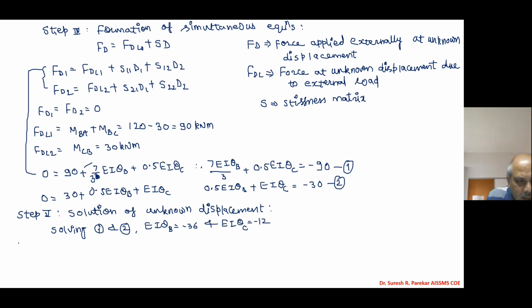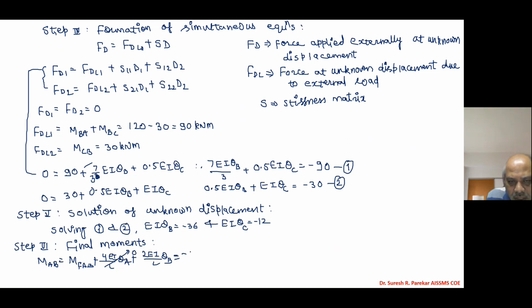Then we have the last step, step 6, final moments. We have to use the slope deflection equations. MAB equals MFAB plus 4 EI upon L theta A plus 2 EI upon L theta B. Now theta A is fixed at 0. So we have minus 120 plus.